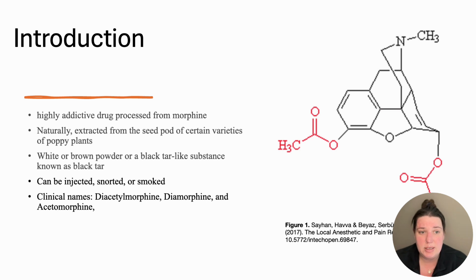Heroin is highly addictive. It's a drug processed from morphine. Naturally, it's extracted from the poppy seed, and it can come in white or brown powder, also a black tar-like substance, which is also known as black tar. Heroin can be injected, snorted, or smoked. Some clinical names are, apologies if I don't pronounce them correctly, diacetylmorphine, diamorphine, and acetamorphine.